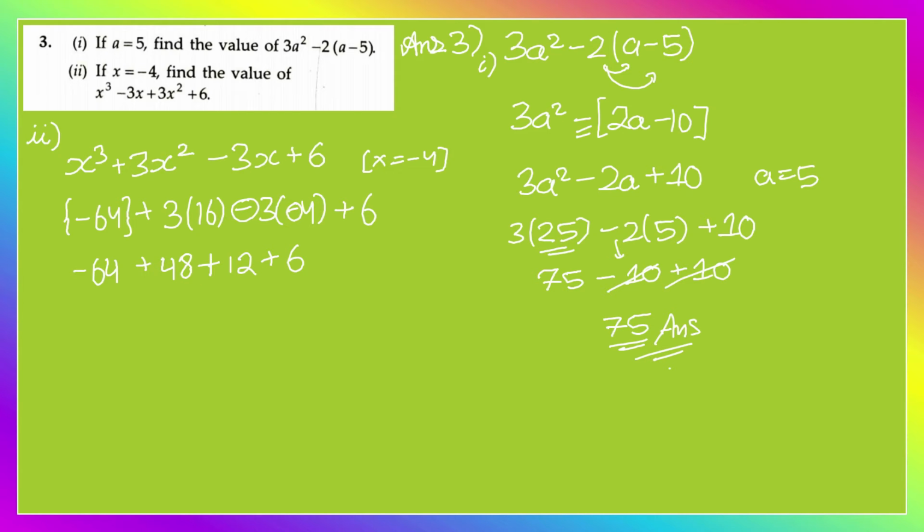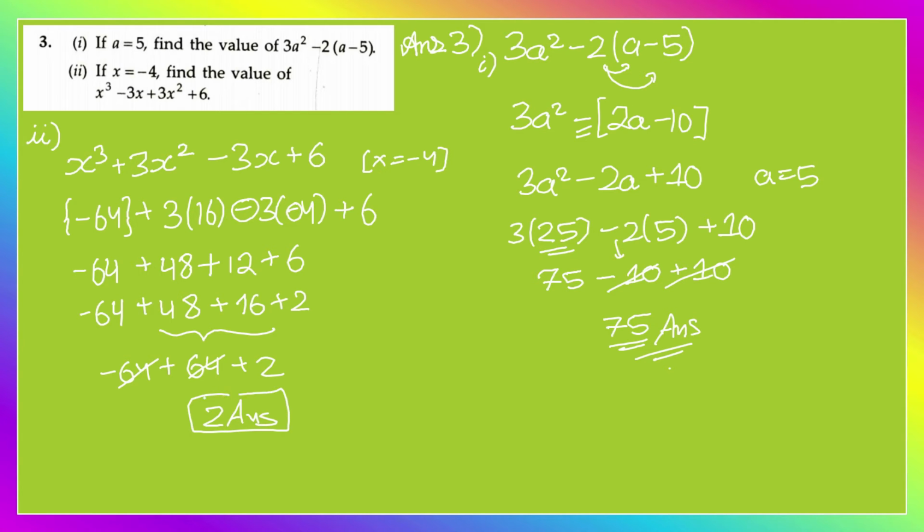So in this case we have a trick here. See, if I say 48 plus 16 plus 2, right? Because 12 plus 6 is also 18 and 16 plus 2 is also 18, and I get minus 64 like this. Okay friends, and 48 plus 16 is 64. So minus 64 plus 64 plus 2, they will just get cancelled out and I get the answer as 2 only. So 2 is the final answer of this question, and I hope you have understood this question very well.